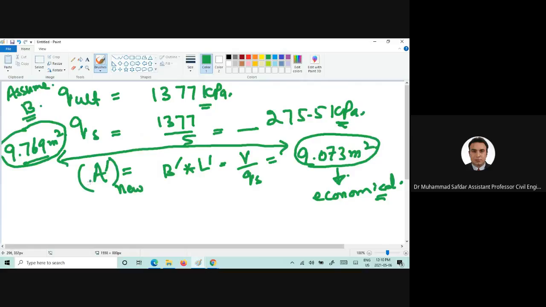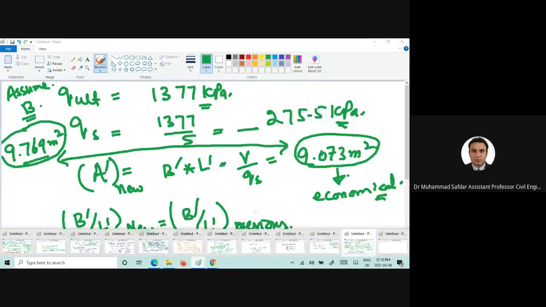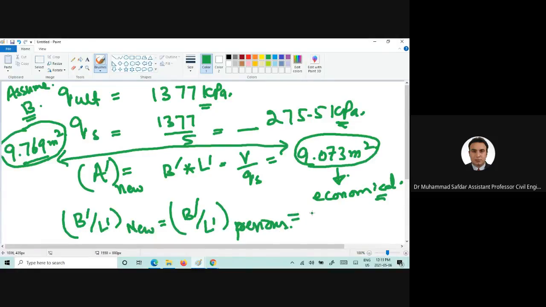We will do the same ratio increase method. I would say this is the new one, B prime divided by L prime. This is the previous one, and that is equal to somewhat 2.5 divided by 2.5. This one is 0.99 approximately.